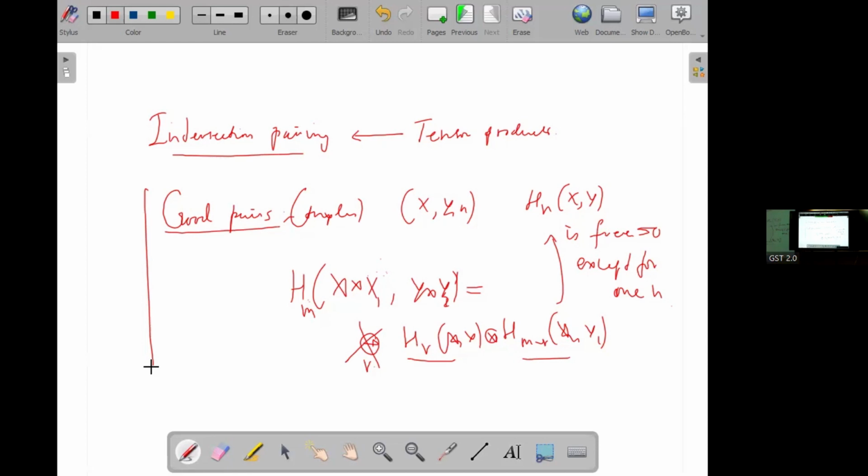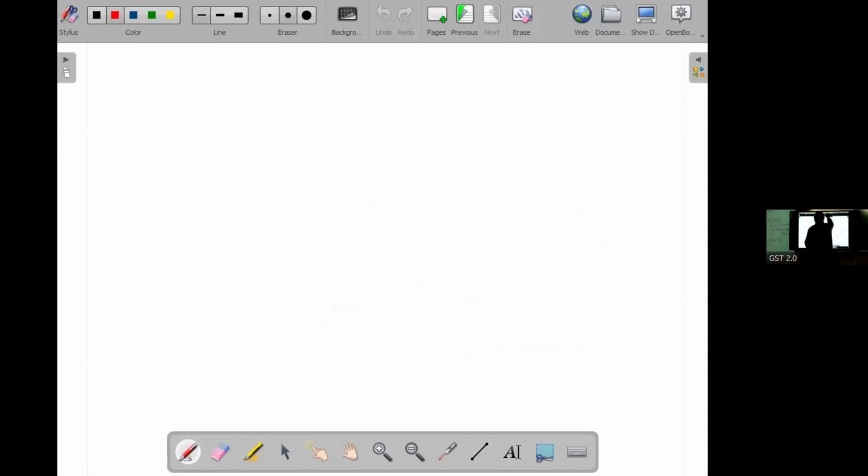Okay, so that's the next task that we have in front of us. So how do I take a given pair (X, Y) and replace it by, or calculate its homology using only good pairs?